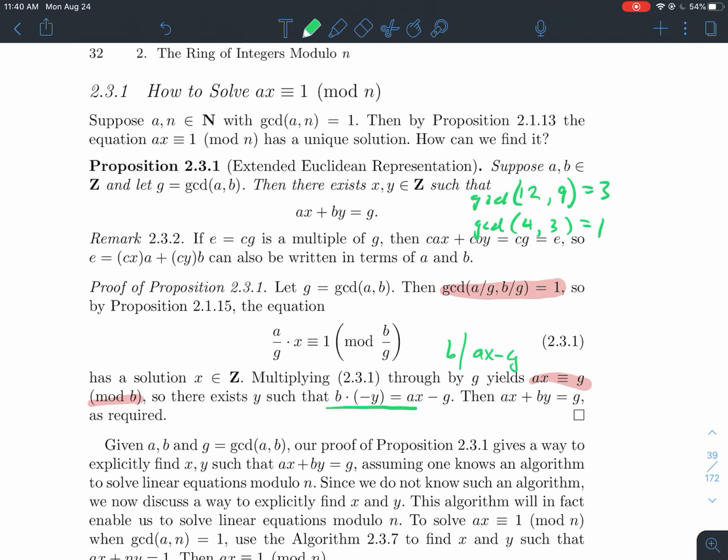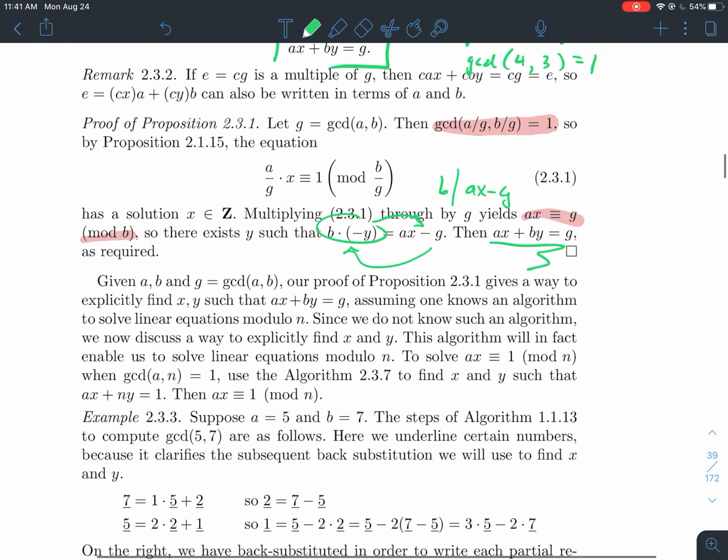We'll write it this way, and it was convenient for us to just write minus y instead of y. It doesn't really matter. The only reason we use a minus y here is just to make it work out so that when I add g to this side, and add this to the other side, I get this pretty ax plus by is equal to g. And remember, that was what we were after. So we can always express the greatest common divisor of two integers as a linear combination of those two integers.